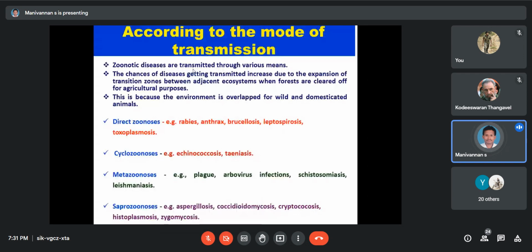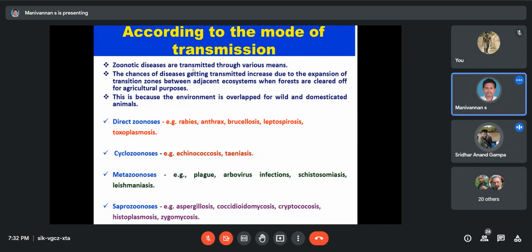Now the vector. What is a vector? Something like mosquitoes. For example, a mosquito transfers the disease but does not get affected itself. Give one popular example: malaria.